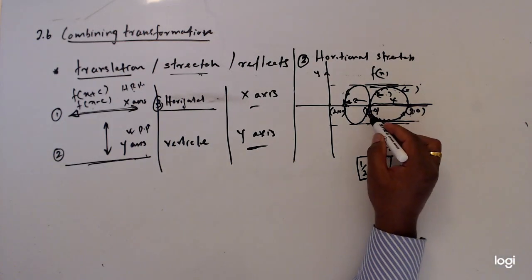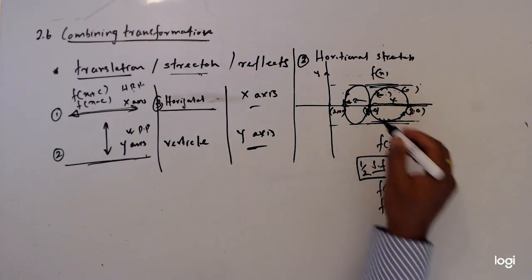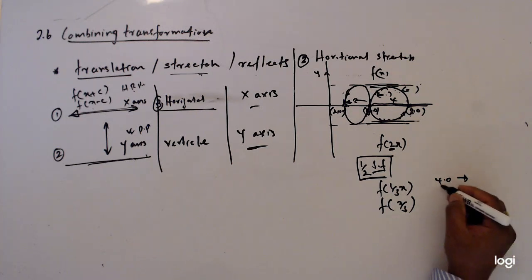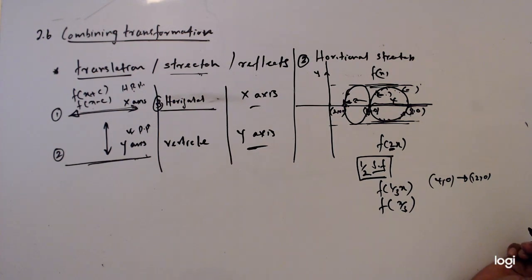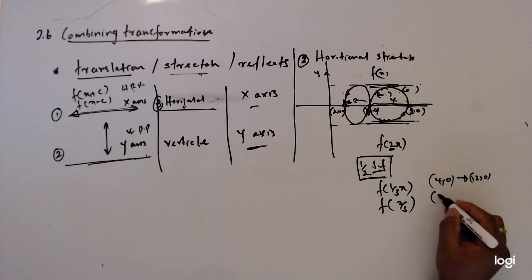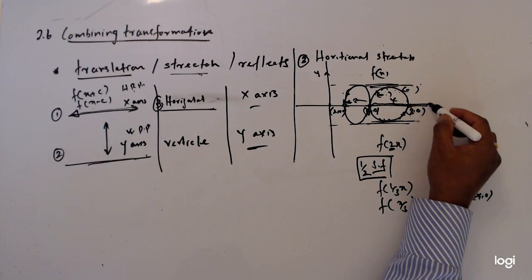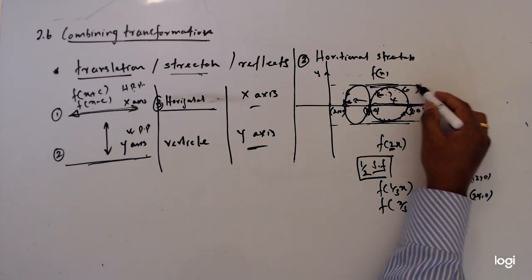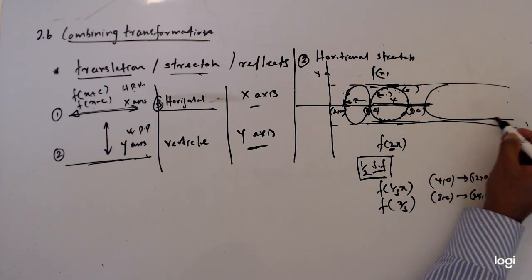For example, this 4, now we have to multiply by 3. So the (4, 0) point transforms into 4 times 3, (12, 0). And the (8, 0) point transforms into 8 times 3, (24, 0). It means this is (12, 0), 12 is somewhere here, and 24 somewhere here. So in that case, it's going to be something like this.